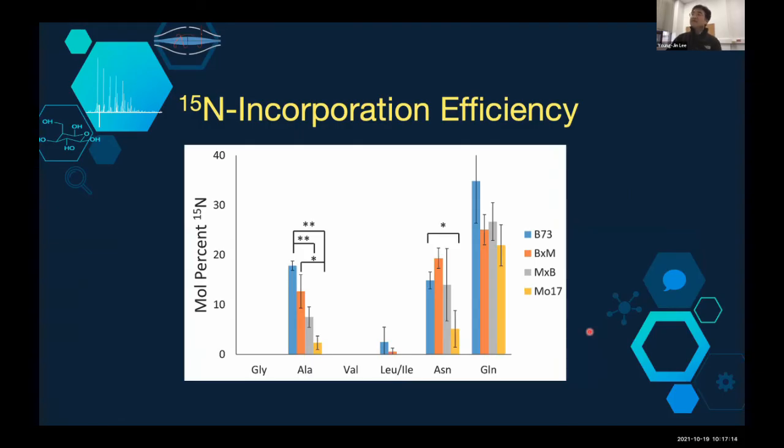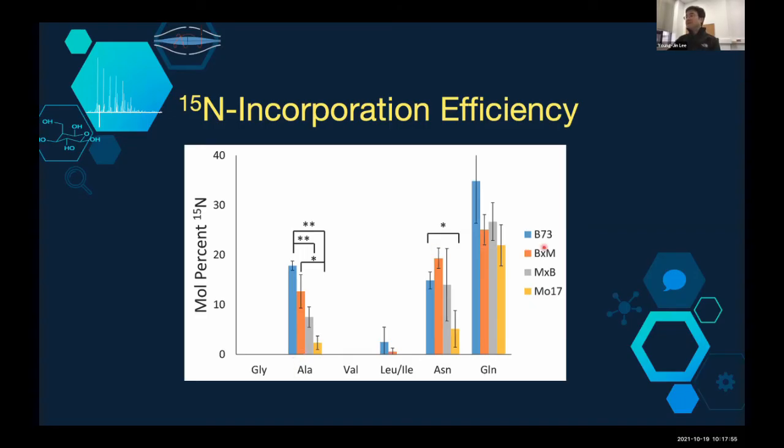And we can also calculate 15N incorporation efficiency. And we compared between 4 different genotypes. And as you can see, for glutamine, there is not much difference. That's not surprising because glutamine is the major nitrogen carrier. So they are very efficient in fixing the nitrogens. While for alanine and asparagine, we see high 15N incorporation efficiency for B73, while low efficiency for MO17, and the hybrid showed somewhere in between.